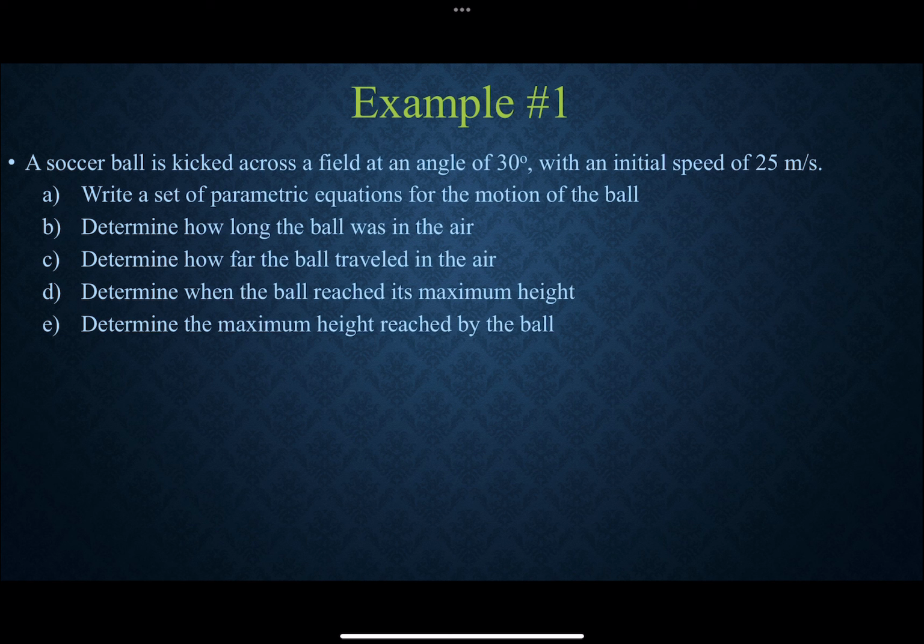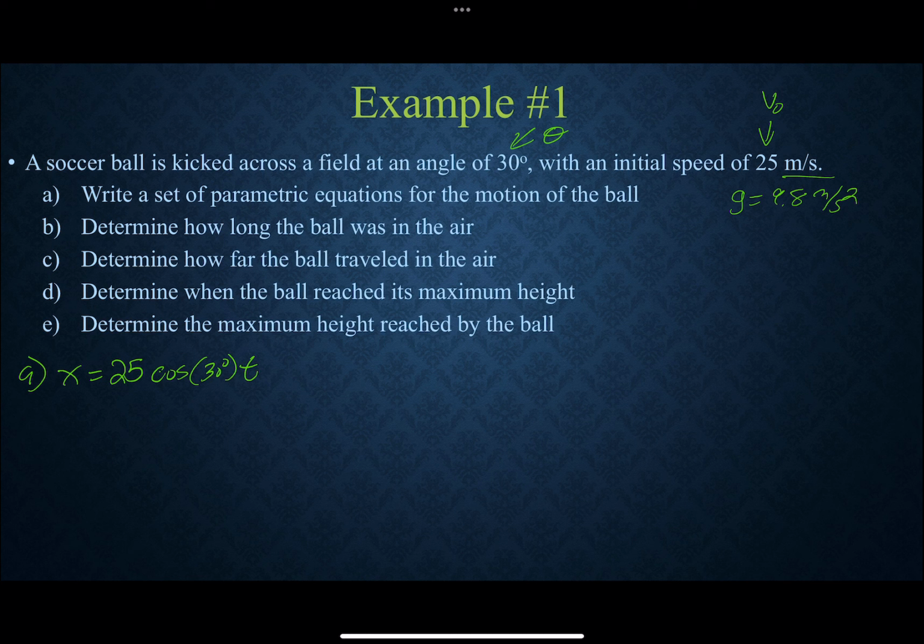So we've got a soccer ball kicked across the field at an angle of 30 degrees, initial speed of 25 meters per second. Because it's meters per second, our g is going to be 9.8 meters per second squared. Part A wants us to write a set of parametric equations for the motion of the ball. So your horizontal motion is, again, v0, the initial velocity, which is 25. And there's our theta. So this would be 25 cosine of 30 degrees t.